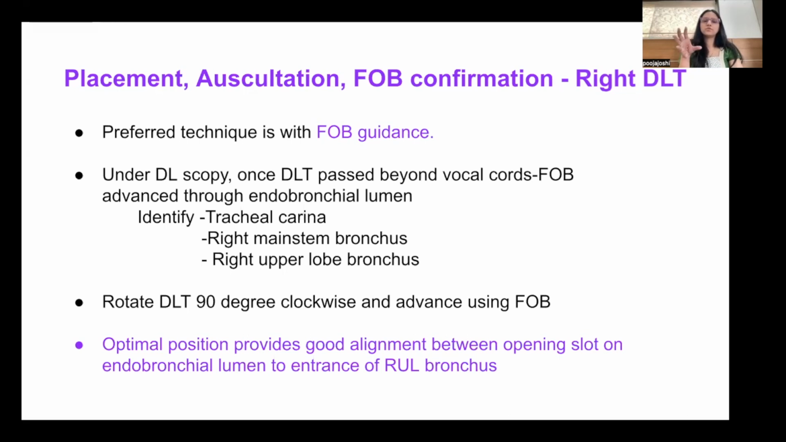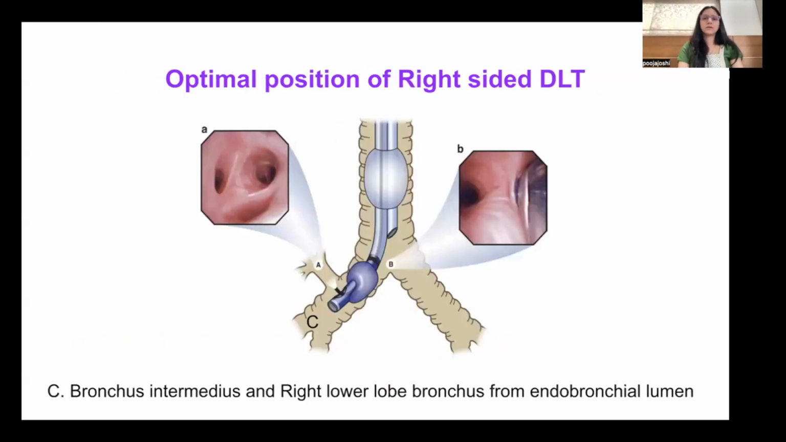The optimal position is providing good alignment between the opening slot on the endobronchial lumen of the right DLT and the entrance of the right upper lobe bronchus. This is again the optimal position. These are the structures which you have to look for.